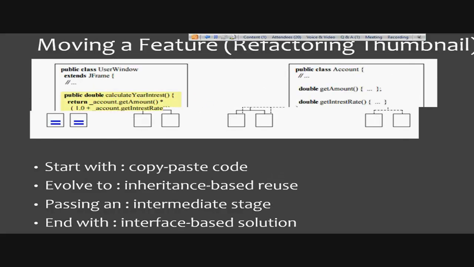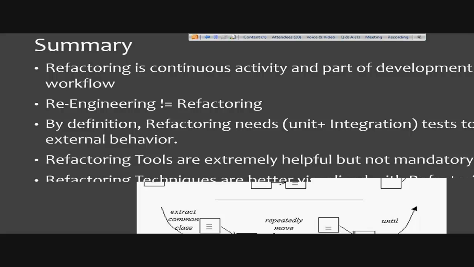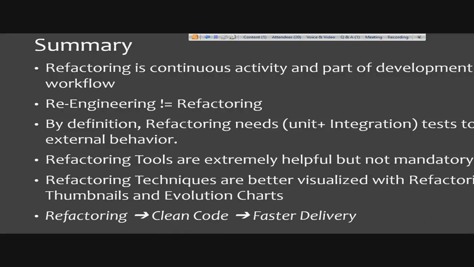So I think that's the end of this webinar. But in summary, in a gist, what I can say is refactoring is a continuous activity and not a one-time task or one-time activity. And it's again part of the development workflow.